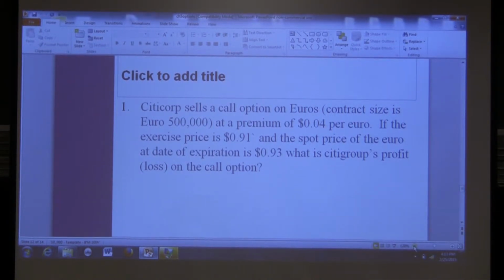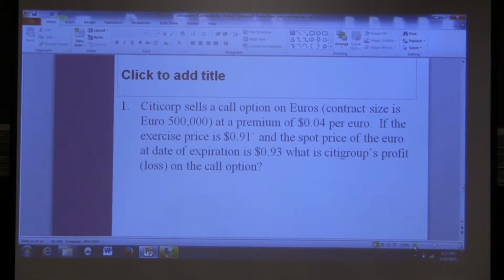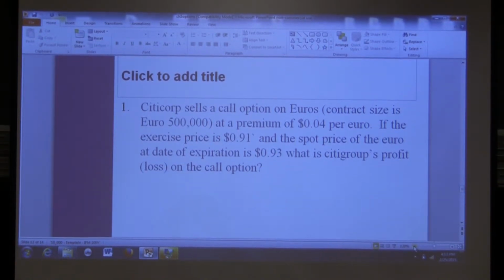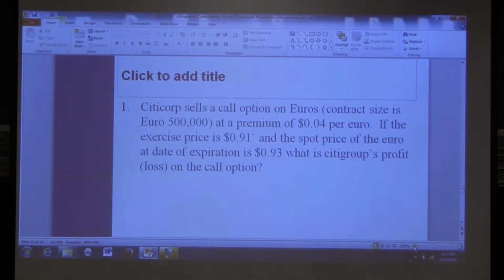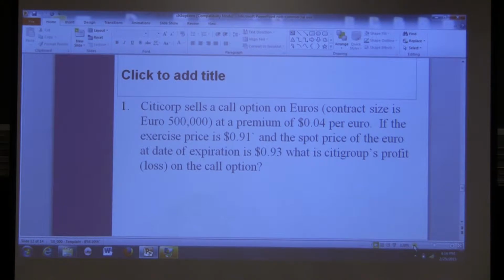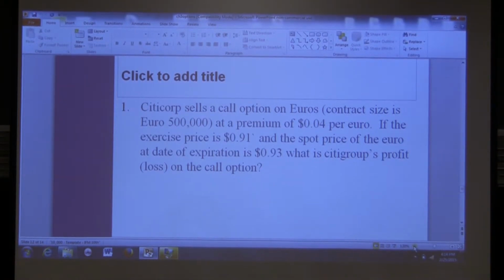He will exercise it because at the end, the exchange rate is 0.93 and the strike price is 0.91. So as far as the buyer is concerned, he can buy the euro for 91 cents while the market price is 93. Okay? So that's what you see here. You want to look at the formula. What it tells you is the maximum of 0 and the spot exchange rate minus the strike price, minus the call premium. We look at the buyer. So here the exercise price is 0.91. The market price is 0.93. Minus the call premium, that is 4 cents. So basically here, the call premium is 4 cents.